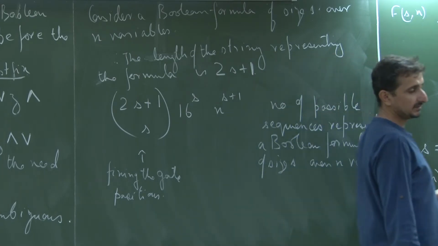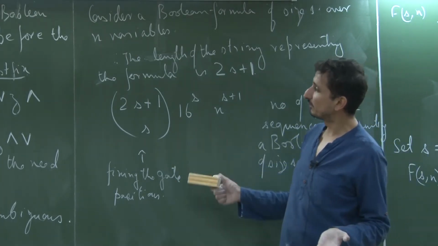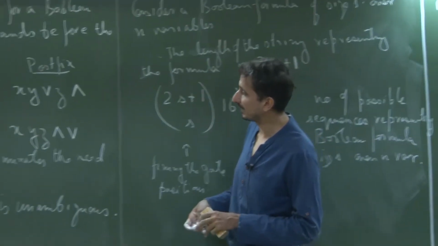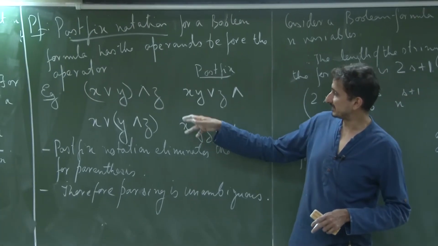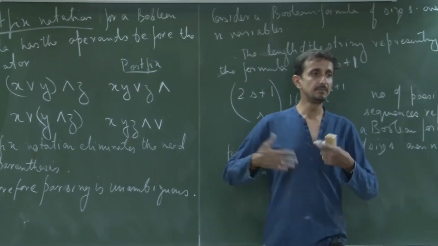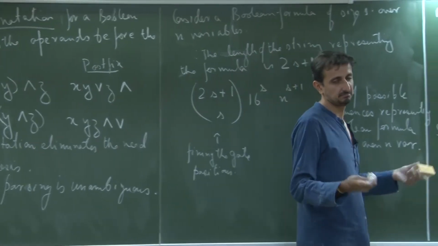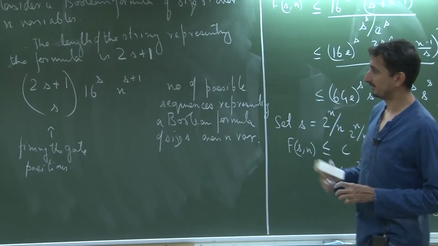Once again, many of these sequences need not even correspond to a formula. For example, a sequence which begins with, let us say, OR x y, does not even mean anything in the postfix notation. We ignore such things. It is okay, we are just interested in an upper bound.